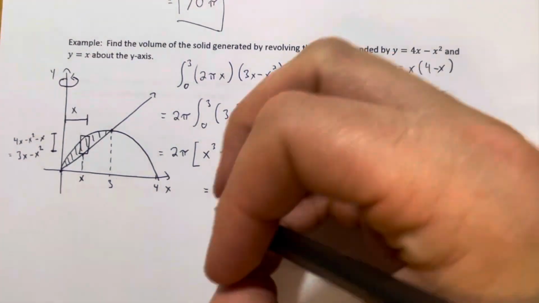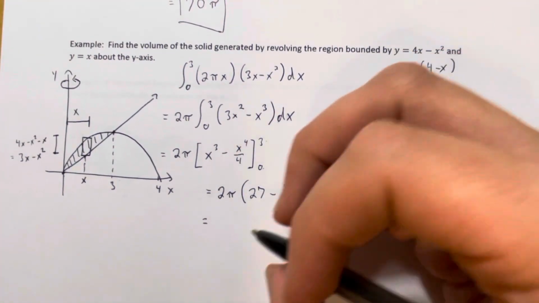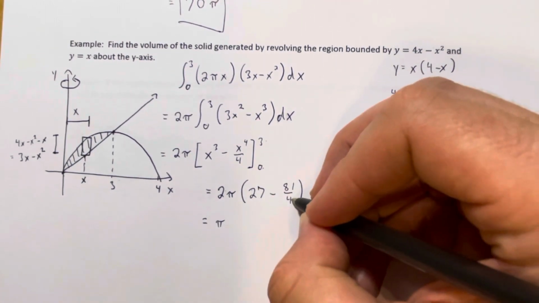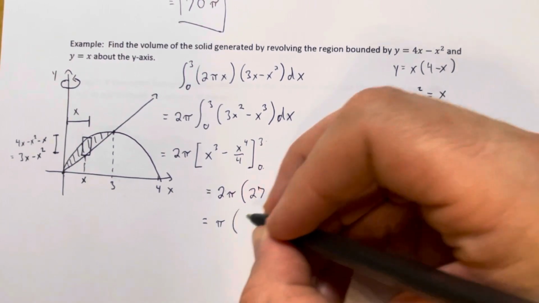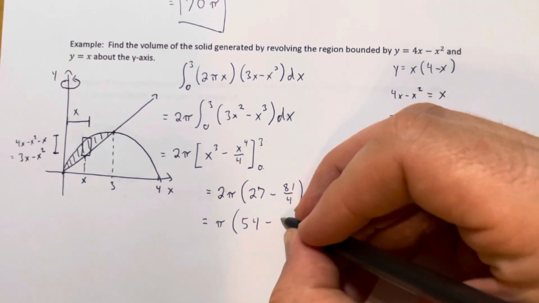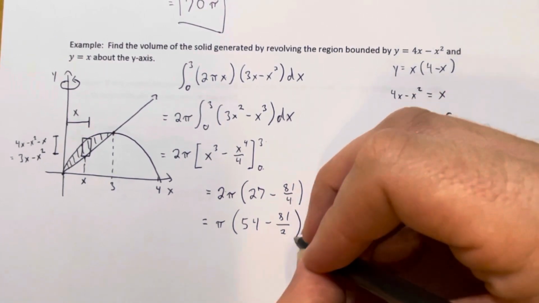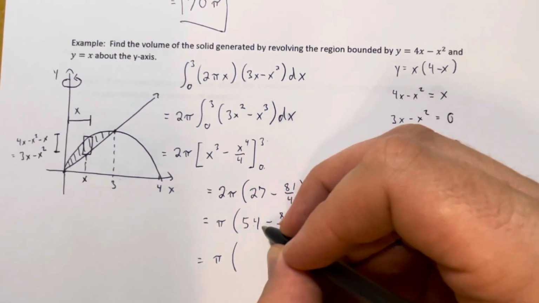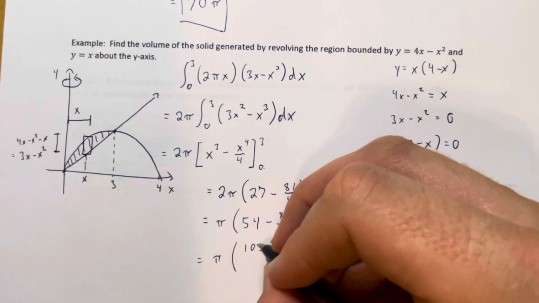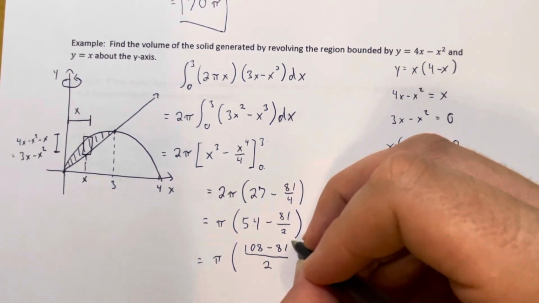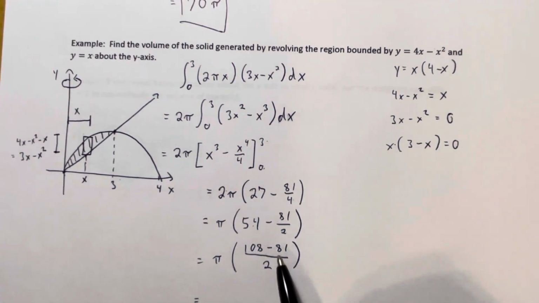I realize I actually didn't work this one out all the way, so I actually do need to do the arithmetic for this. Let me multiply that 2 in, because I want to bring that denominator down a little bit. That's going to be 2 times 27, which is 54, minus 81 halves. That makes things a tad simpler. Let's get a common denominator here. 54 times 2 is 108. 108 minus 81 over 2. What is that? That would be 27 halves.